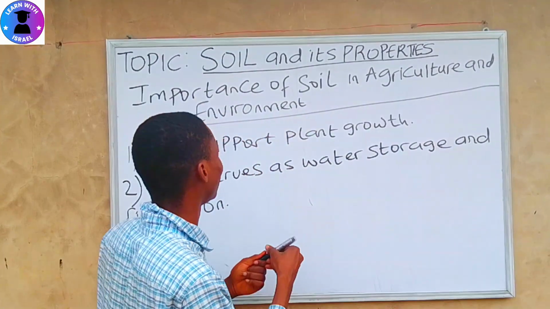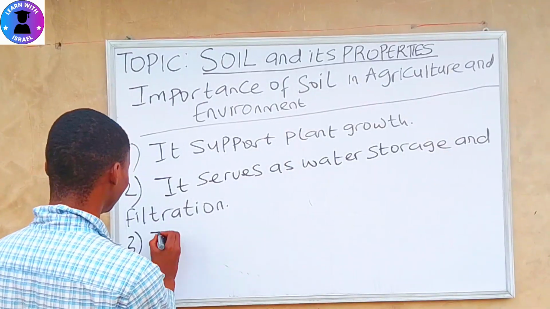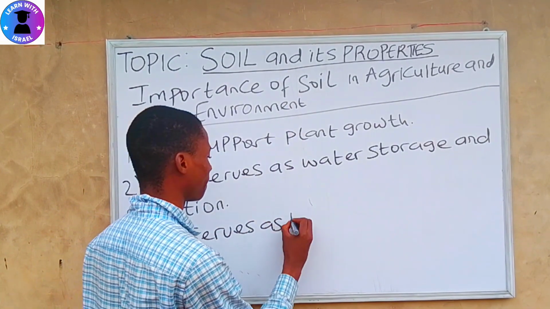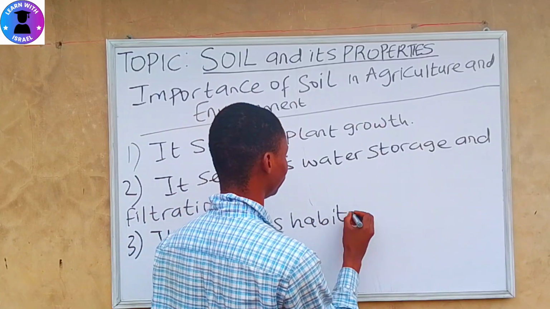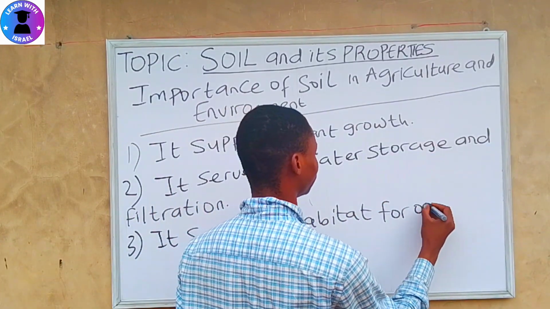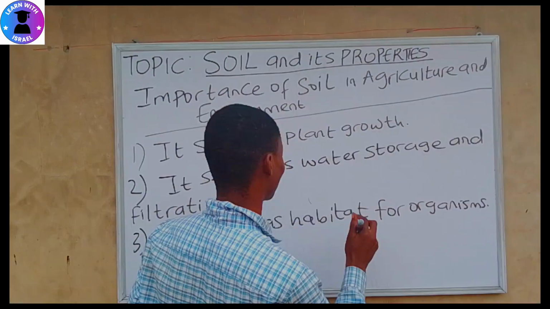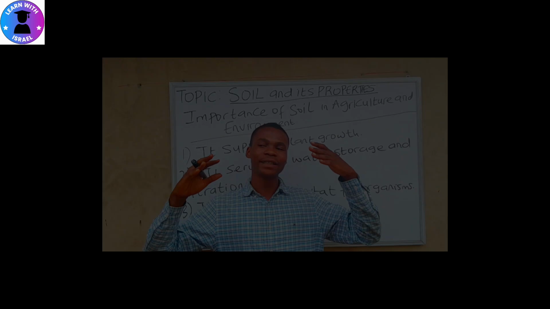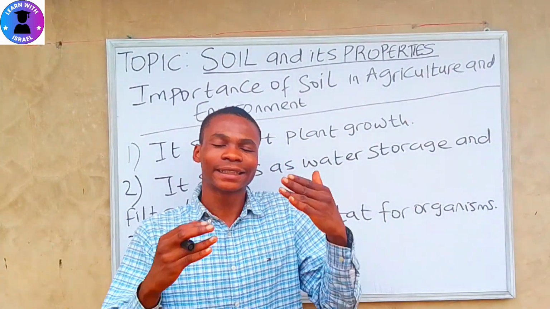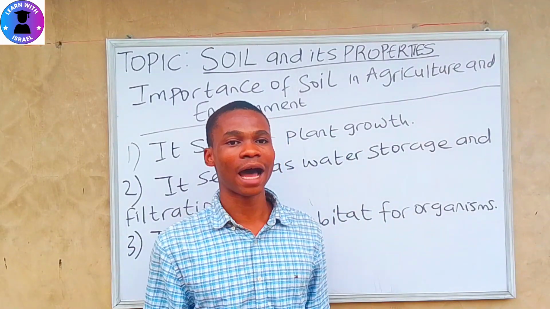So let's move to another importance. The next importance we'll be talking about is it serves as habitat. Soil serves as habitat for organisms. Soil is like a home to earthworms, fungi, and it helps bacteria to break down organic matter.